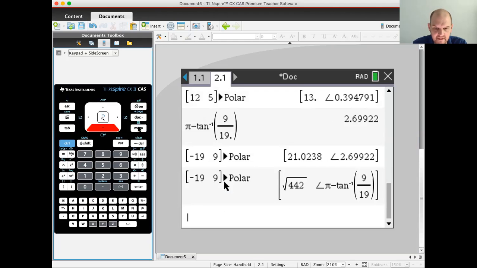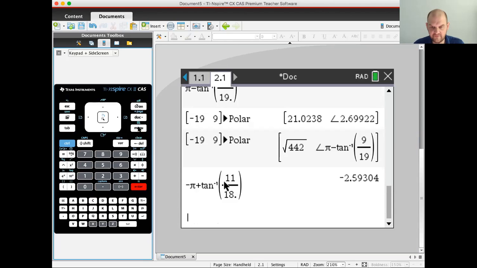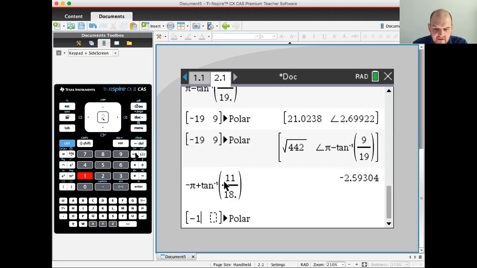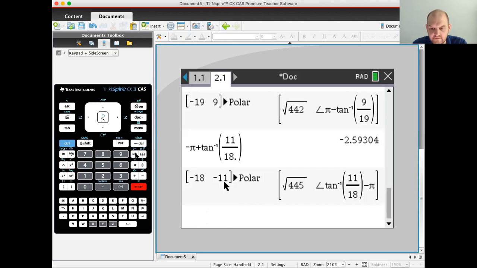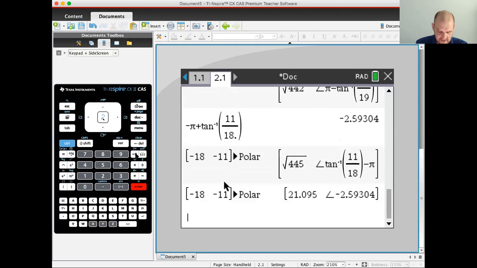So here I'm checking the next one, negative pi plus arctan of 11/18. So negative 2.593, negative 2.593. Okay, so let's try the other thing. I'm just going to copy and paste, and then delete, and I've decided this is fast. And go negative 18, negative 11. All right, so this should tell me, let's get the exact value. So square root of 445, whatever. We never even needed to figure that out for this problem. And then it's giving me arctan of 11/18 minus pi. I wrote negative pi plus arctan, so it's the same thing. And then the decimal is obviously the same.